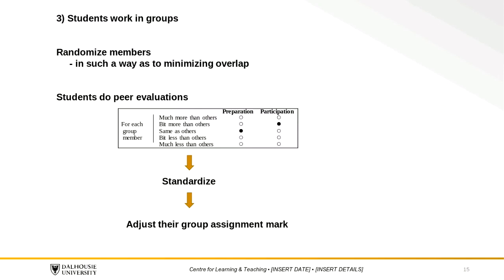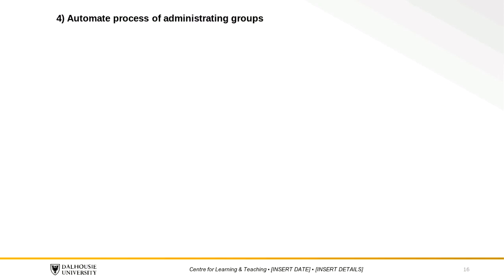Now this could be a lot of work to do, and so it's really important to have it automated. I've got it set up so that I run one command and the groups are set up automatically and the online evaluation form is set up. And after the students finish, then I run another command and automatically all this is summarized and the marks are adjusted and sent to the students.